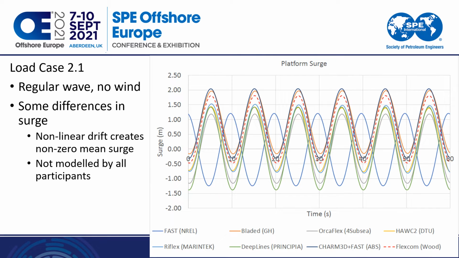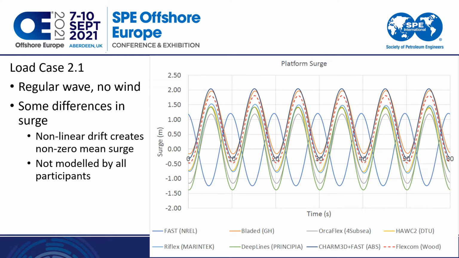Just remaining with load case 2.1 for a moment, still on regular wave with no wind loading, this time looking at platform surge in the graph. I should have mentioned from the outset that the Flexcom results are always presented in a dashed red line, so you can see that quite clearly on the screen there. The amplitude of the oscillation of platform surge is consistent across the tools, but the mean position of the surge can be a little bit different.